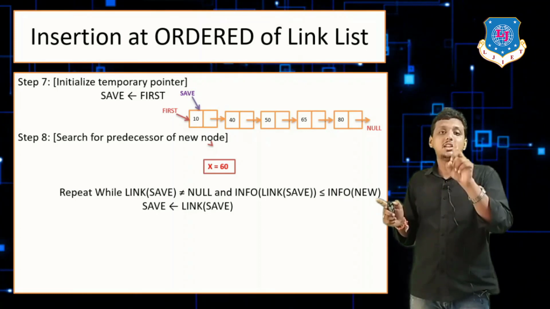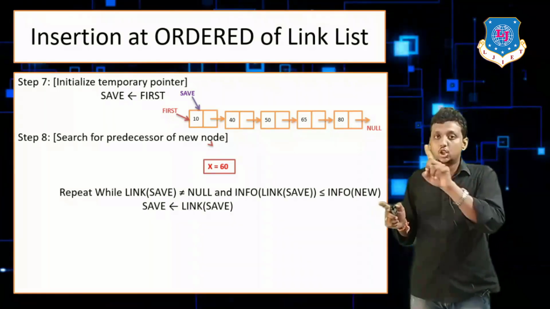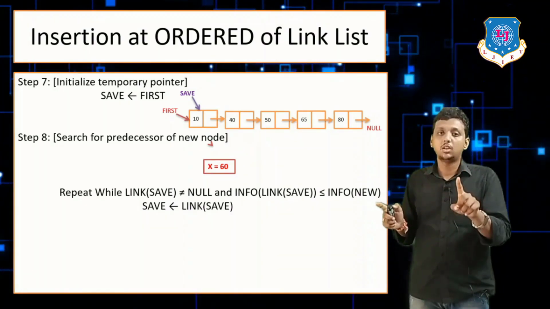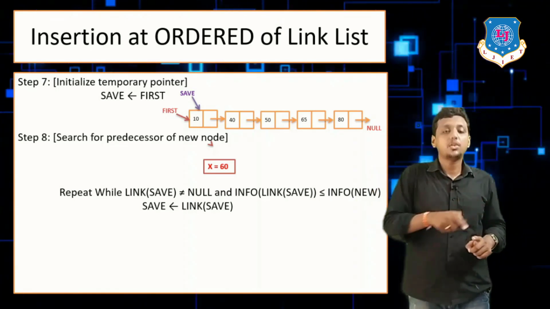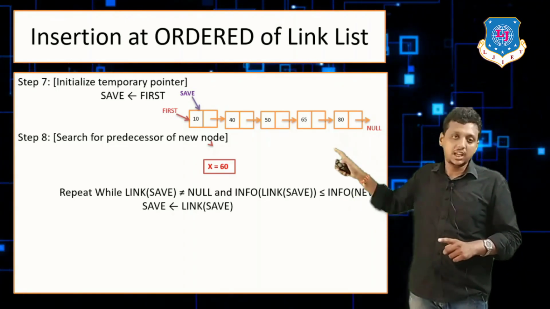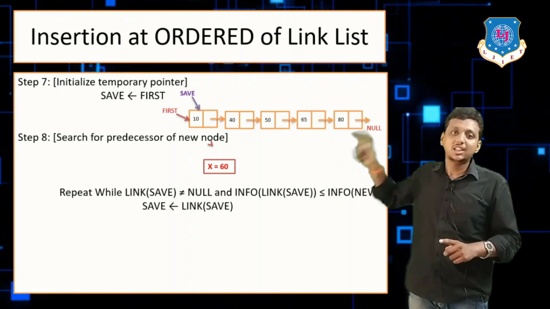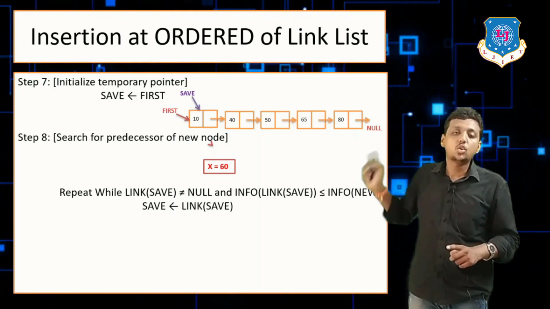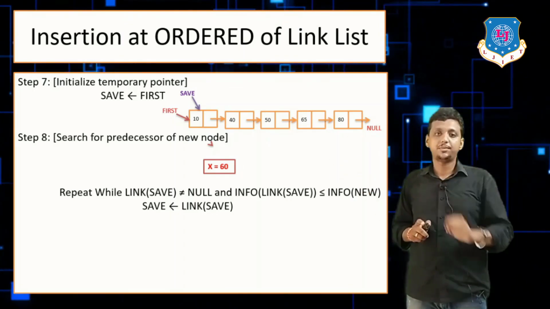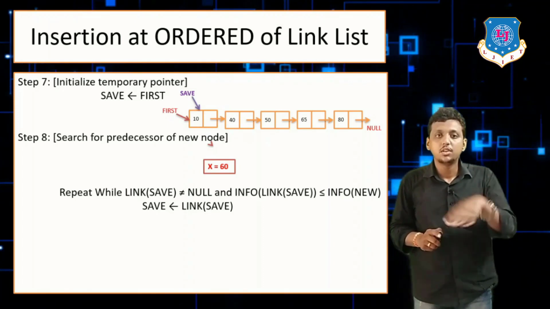We are comparing 60 with 10. No, we are comparing 60 with 40. Why? It is the info of the link of save. If save is pointing at 10, then the link of save becomes 40.